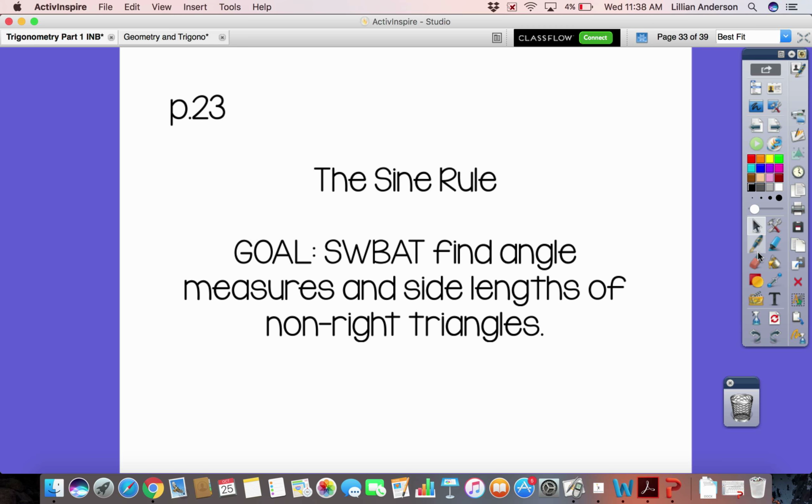So we use SOHCAHTOA to determine side lengths and angle measures of right triangles. But not every triangle we're going to run across is going to be a right triangle. So for those, you have two different rules. You'll have sine rule, which you'll learn about today, and then you have cosine rule, which you'll learn about on Tuesday of next week.